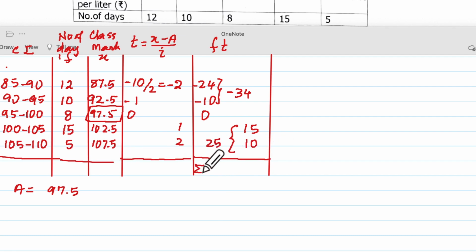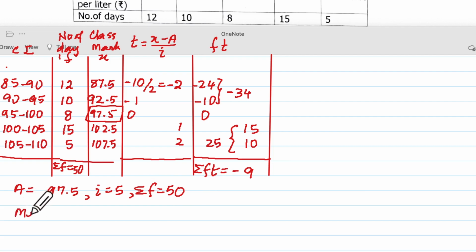Now here you will get sigma ft. What will be sigma ft? This and this. Is it 9 or minus 9? Minus 9. What is sigma f equal to? This is 20, 30, 40, 50. They have told you also. There are 50 days, no? So we have the value of i is 5, correct? Sigma f is 50 and sigma ft is here.